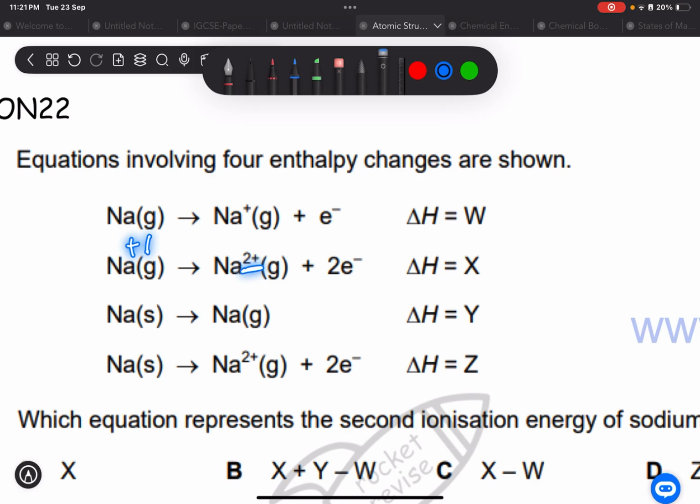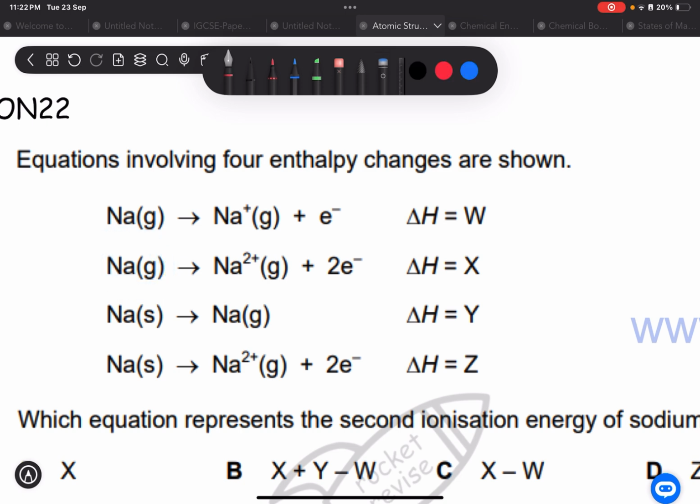You have to just take out 1 electron out of a sodium 1 plus ion, and that's your enthalpy change or the ionization energy. Why not these two? Because these two are solid, and ionization energy is when you take 1 mole of electrons from 1 mole of gaseous atoms. So solids we cannot take. We need to take gases, and this is a gas. But the problem with this is that it's not the second ionization energy.